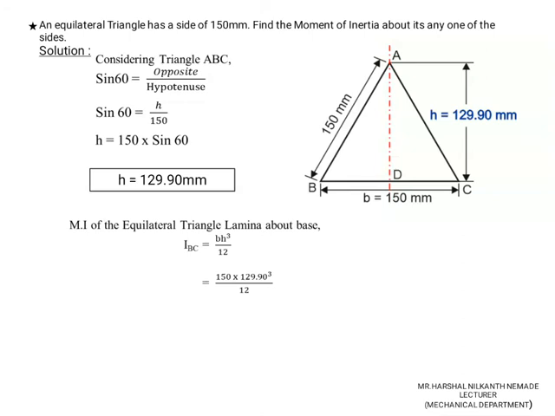Moment of inertia of an equilateral triangle lamina about the base, base BC: IBC is equal to BH cube divided by 12. B value is 150 multiplied by H value 129.90 cube, divided by 12. After solving, I get the moment of inertia about base BC equal to 27.39 multiplied by 10 raised to 6 mm raised to 4. This is your final answer.